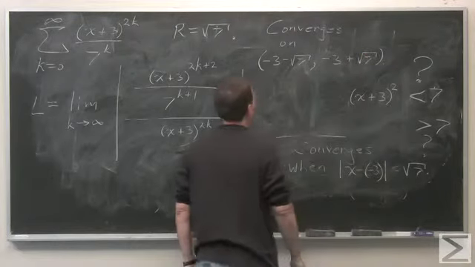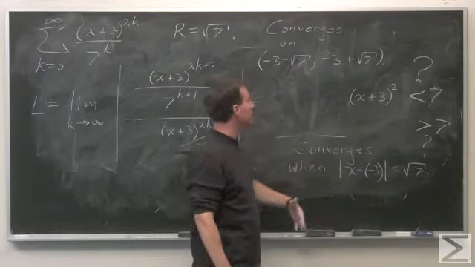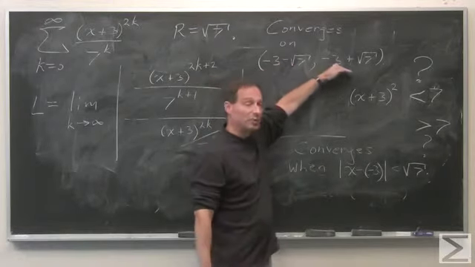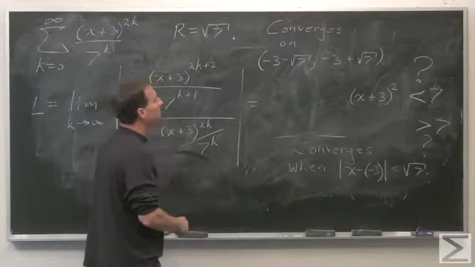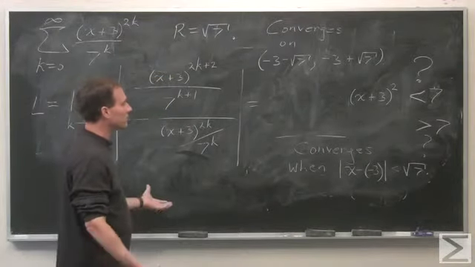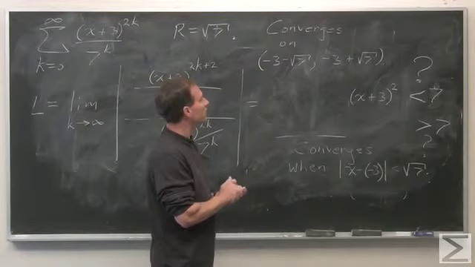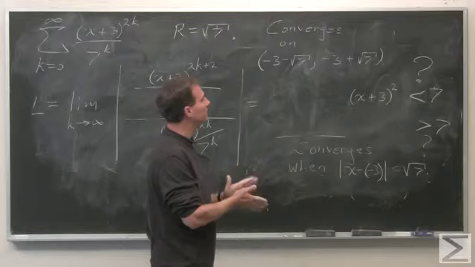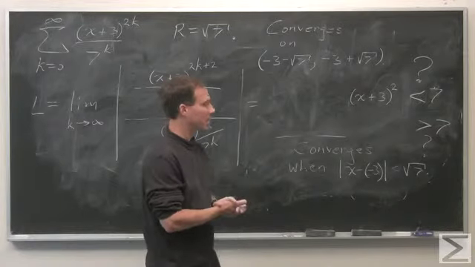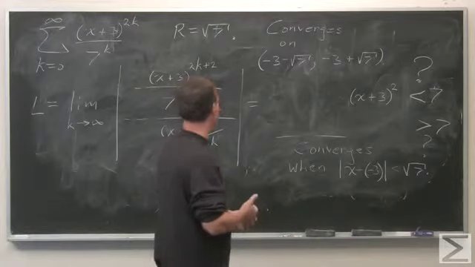What we don't know from the ratio test is exactly what happens when the absolute value of x plus 3 equals the square root of 7. That's at the endpoints of this interval. But the ratio test tells us at least that this converges here on this open interval centered at minus 3. So there's a finite radius of convergence that's not 0.